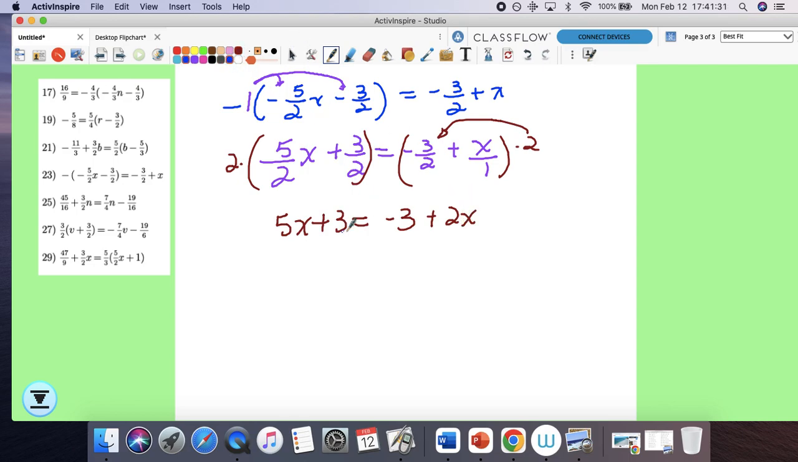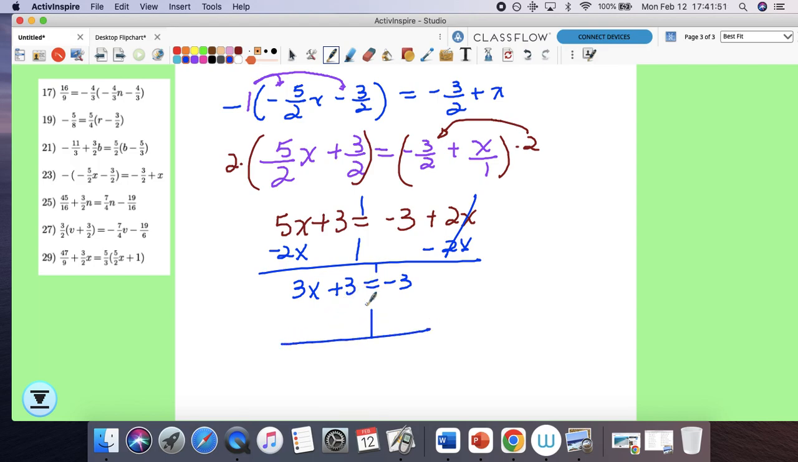Variables on both sides, get rid of the smaller one. So we're going to do minus 2x and minus 2x. This becomes 3x plus 3 equals negative 3. That goes away. You can make your story, but your story is going to tell you to subtract 3 from both sides. We're going to have 3x equals negative 6. Divide both sides by 3. x equals negative 2. Right.